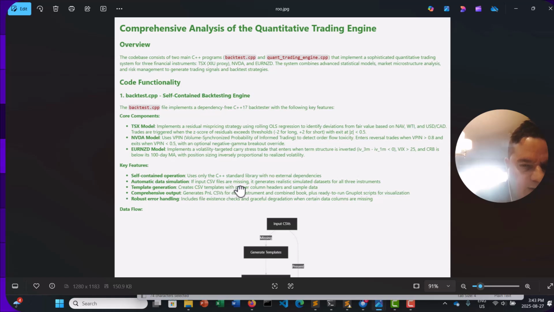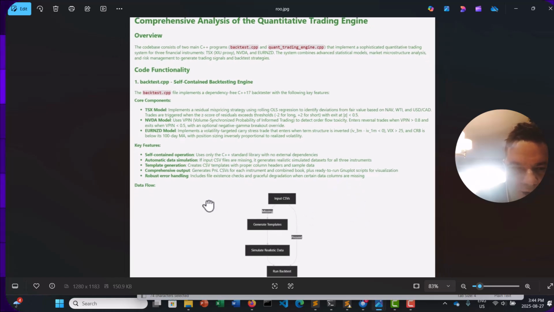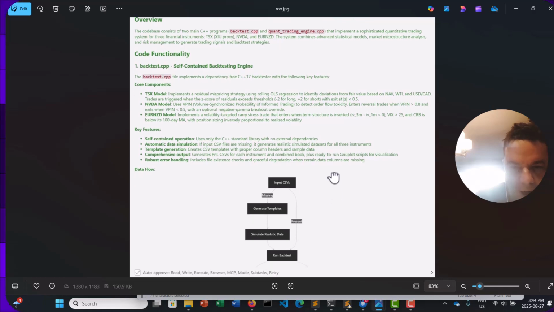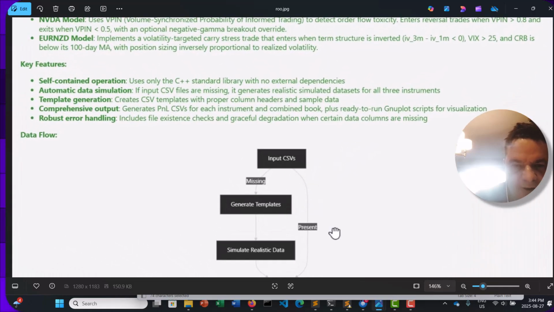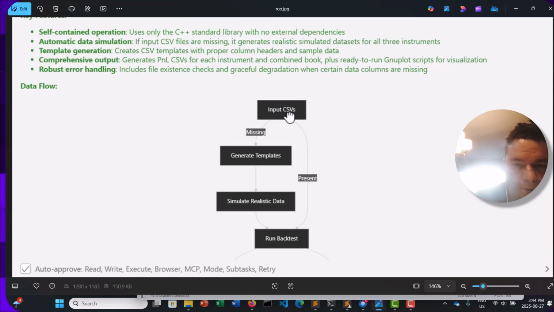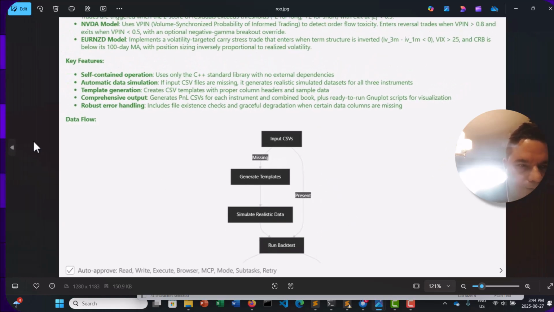Automatic data simulation. If CSV is missing, it generates realistic simulated data sets for all three instruments. Template generation. CSV templates with proper columns and sample data. Comprehensive output, similar, CSV per instrument. Robust handling, checks for file existence, and graceful degradation if certain data columns are missing. Okay. So here's the logic visually: the input CSV files, generates the templates, simulates realistic data, runs a backtest, and that's what it's currently set at.